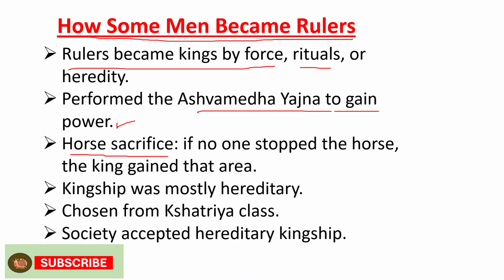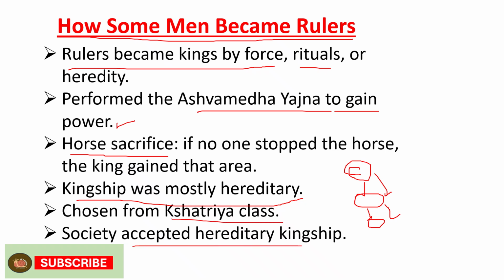Then the kingship was mostly hereditary. If the father is a king, then the son also becomes the king and the grandson also becomes the king. That is nothing but a hereditary system. Most of the time the kings were chosen from the Kshatriya class. Society was also accepting this hereditary kingship.